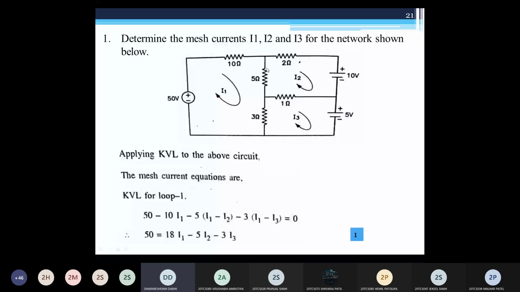plus, here the same 5 ohm resistance is common between mesh 1 and 2. So here the current is how much? It is I2 minus I1, because here we take mesh 2 as the reference. So we consider the I2 current as the reference, and we subtract I1 from I2. So that's why for mesh 2, we write I2 minus I1 into this 5 ohm resistance.